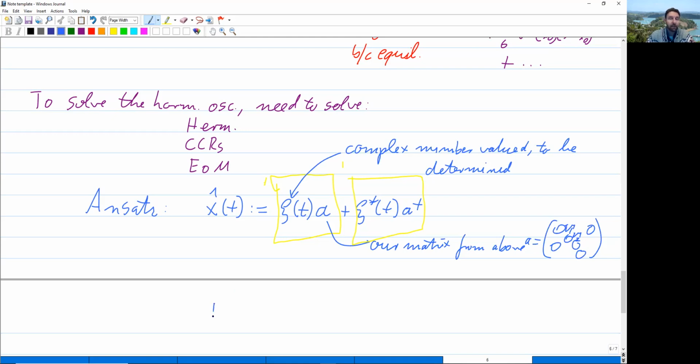Now, it turns out that the equations of motion, in part, we get very easily this way. Namely, we simply define now that p hat of t. Sorry, we get to that.